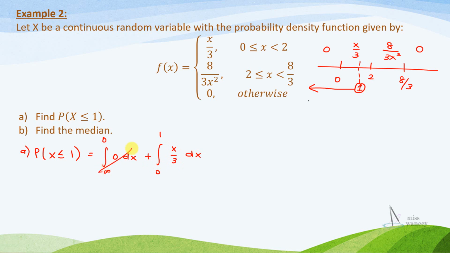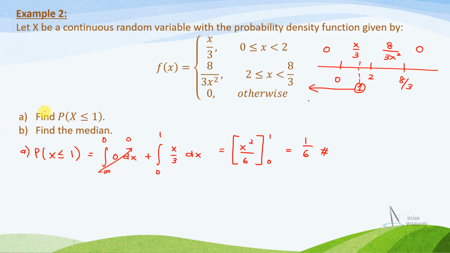And of course, integrating 0 is simply 0. So integrate x over 3, this is x squared over 6. Upper limit, lower limit, and of course you have to substitute your upper limit minus the lower limit. So this is simply 1 over 6.